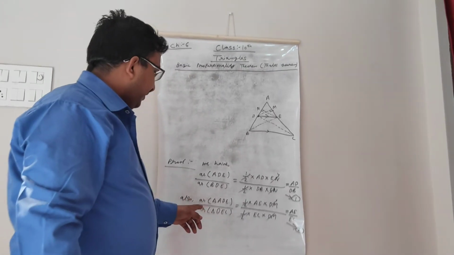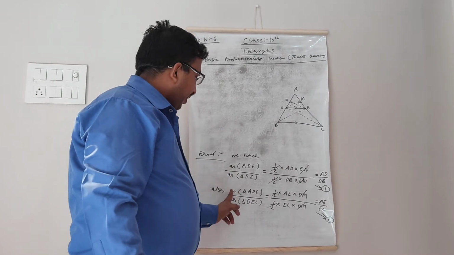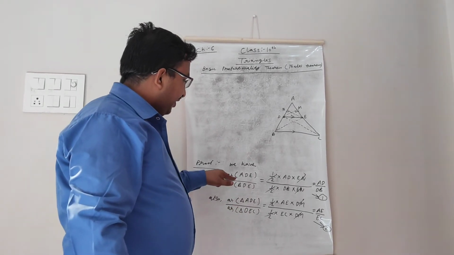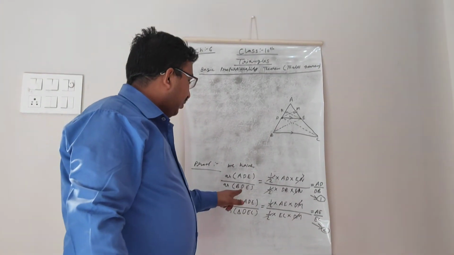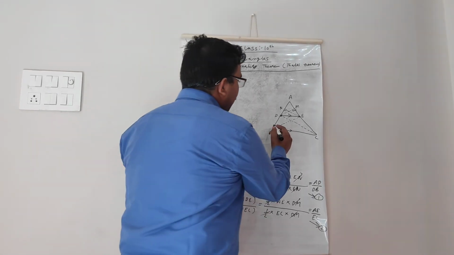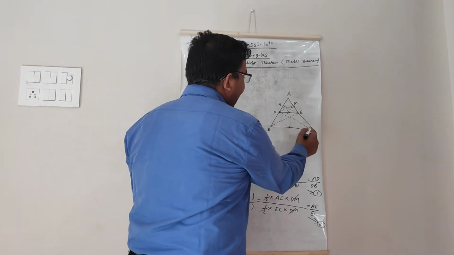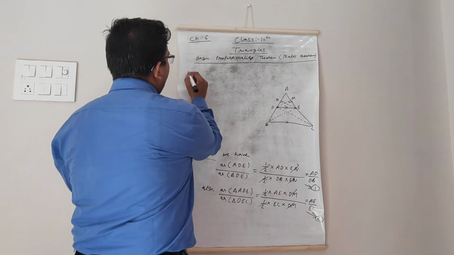Now you can see that we have triangle ADE upon BDE and triangle ADE upon DEC. It means this triangle ADE is common in these two equations. Now let us see for BDE and DEC, can we make them equal? Yes, we can make them equal by using a theorem.